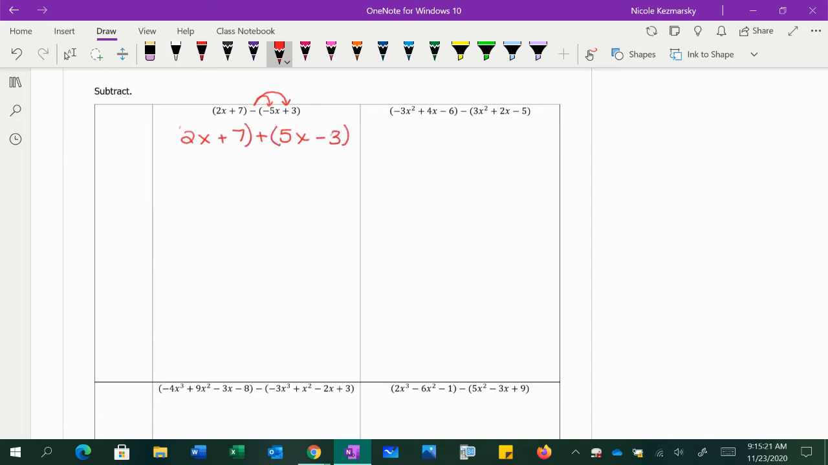So now we have that problem. And so now it's just like addition. So I think we're up to a stacking method by now. So I'm going to say 2x plus 7 stacked on top of 5x minus 3. And we're going to add those. And 2 plus 5 is 7, so that's going to be 7x. And then 7 plus negative 3 is positive 4.